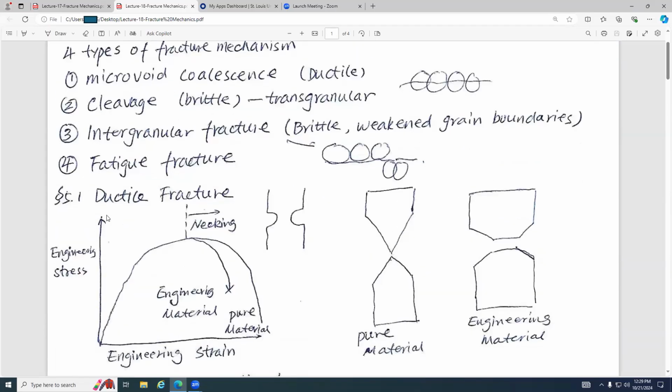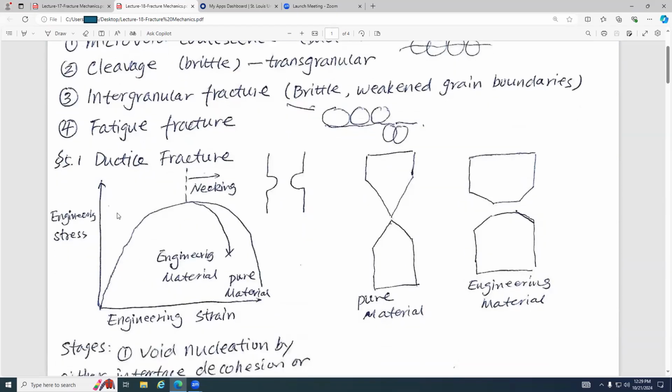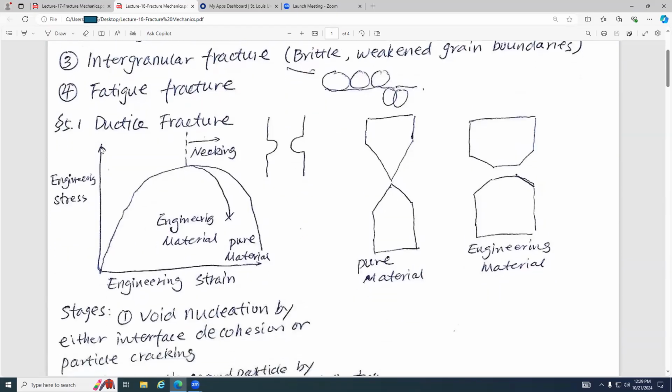So these are the four failure mechanisms. Then look at the first one, the ductile fracture. This curve, we are very, very familiar with this curve. Engineering stress versus engineering strain. So this is elastic, then plastic, it yields, and then it hardens, and at this point is the ultimate strength, the highest one, and then at some point the specimen is necking.